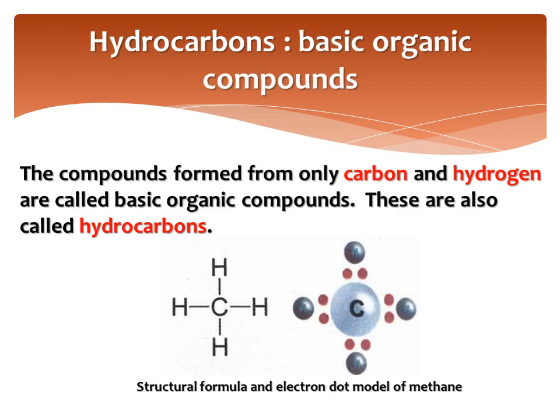However, this occurs by sharing of electrons rather than a give and take of electrons. In other words, a carbon atom can form 4 covalent bonds with other carbon atoms or atoms of different elements. When a carbon atom shares 1 electron each with 4 hydrogen atoms and forms 4 C-H bonds, a methane molecule is formed. Here you can see the structural formula and the electron dot model of methane.